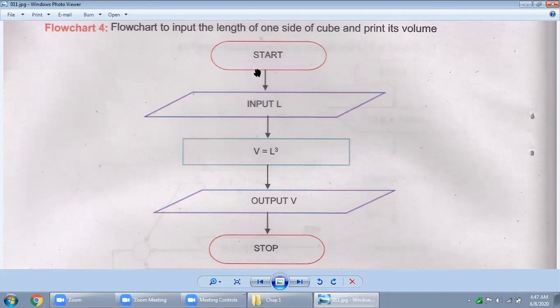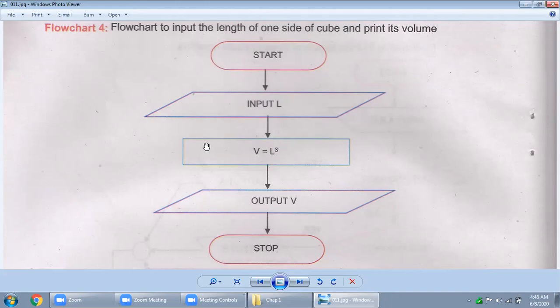Keep in mind the symbols in the flowchart. The parallelogram is the input symbol, and the rectangle is the processing symbol. So V is equal to length multiply by length multiply by length. You can write length multiply by length multiply by length, or you can write L cube. Both are correct, so you can write either of them.